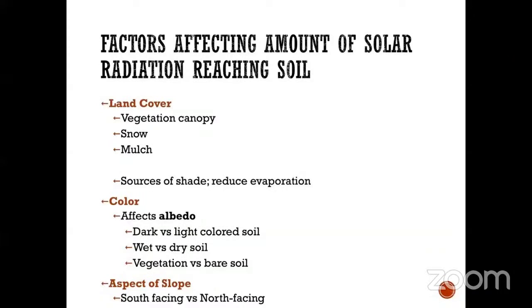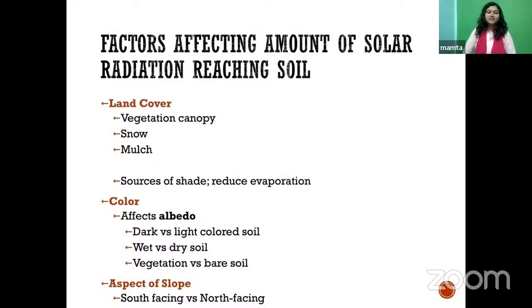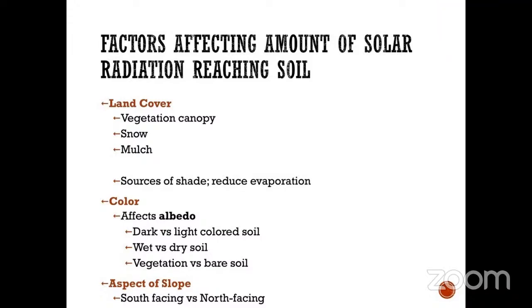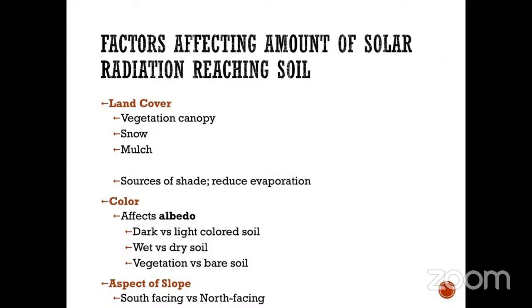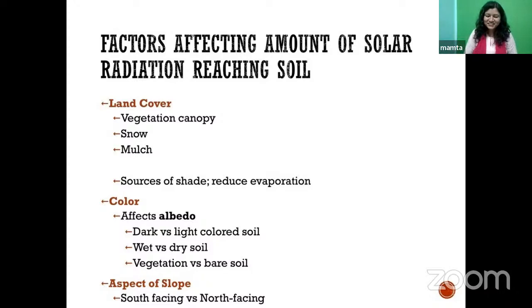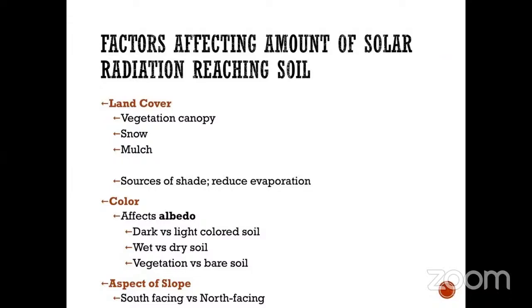Ma'am, bare soil. Vegetation, ma'am. How? Why? Ma'am, because the leaf will reflect the heat. So you are telling that albedo will be high in vegetation, right? Yes, ma'am. And ma'am, I am saying that the leaf will absorb the light. Why will vegetation absorb more radiation? Bare soil absorbs more radiation than vegetation.